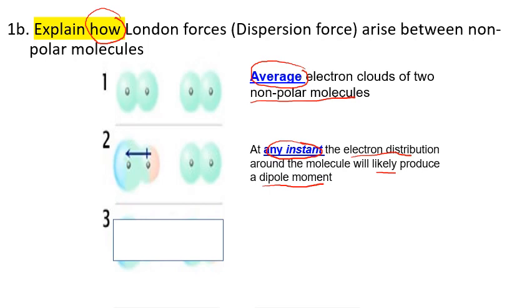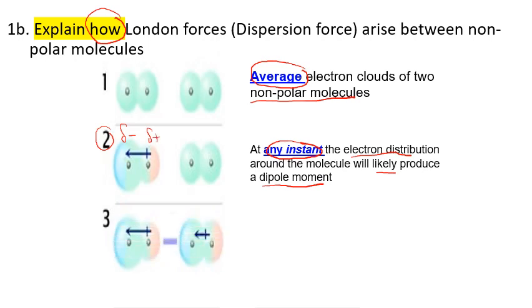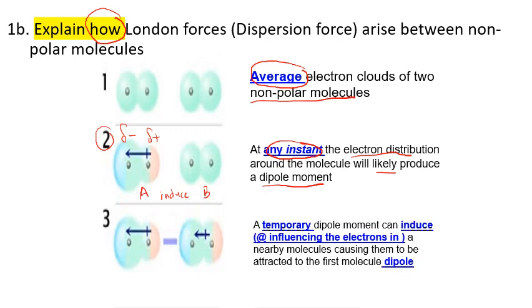For example, in the diagram on the left here, this is partially negative because the arrow points to the left side, while the right side here will be partially positive. So at this moment, what will happen? Molecule A will induce molecule B. A temporary dipole can induce, or in simple words, influence the electrons in the nearby molecule. Then it will cause a dipole. So at this moment, the London force is formed.